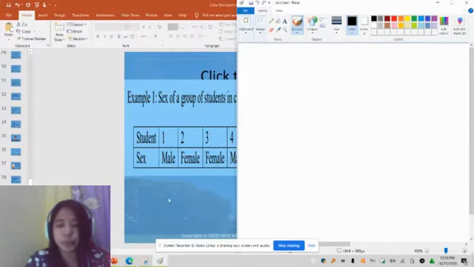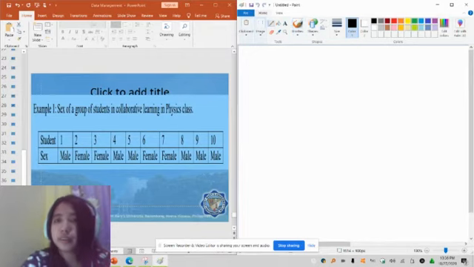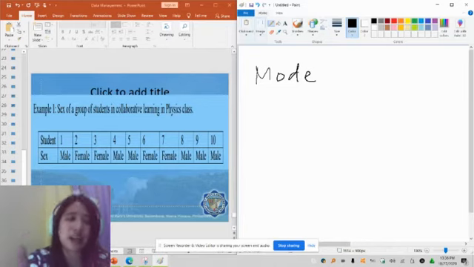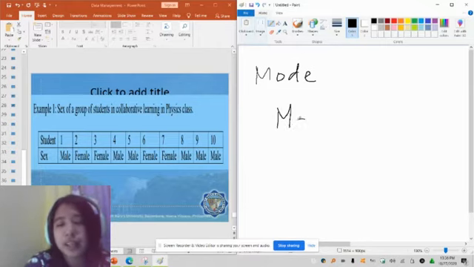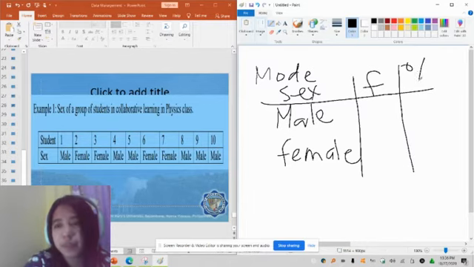Let's try to figure out the mode, if it is possible to determine the mode of this data. So let's arrange our data. In our discussion last time, we also organized our data and presented it in tabular form. So let us arrange this into tabular form by identifying the number of male and the number of female. Let us make a table here: sex, frequency, and percent.